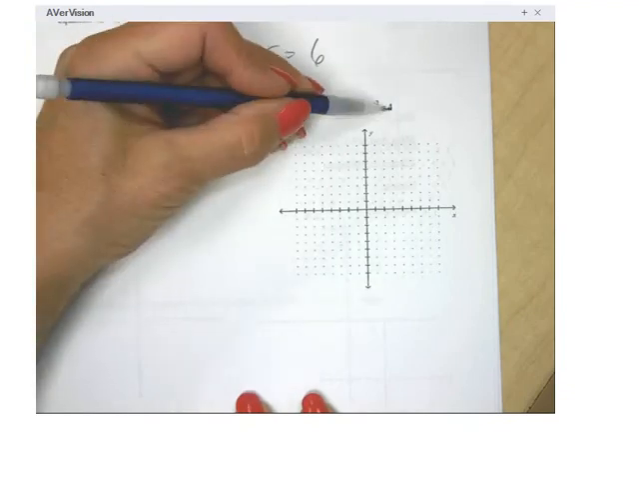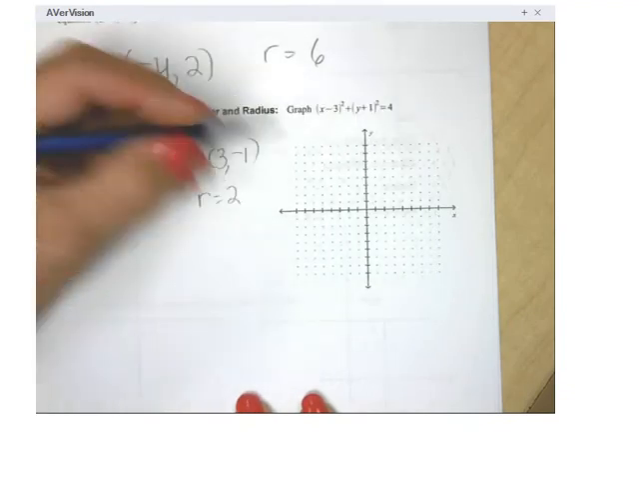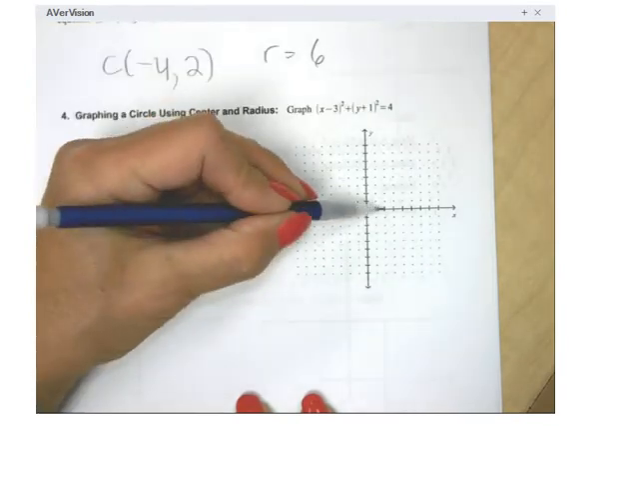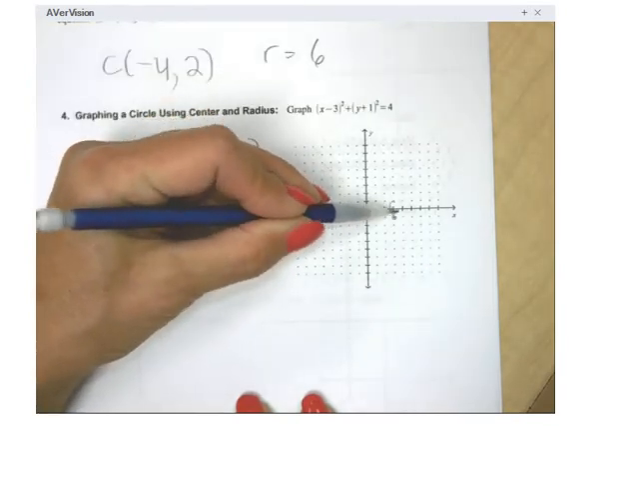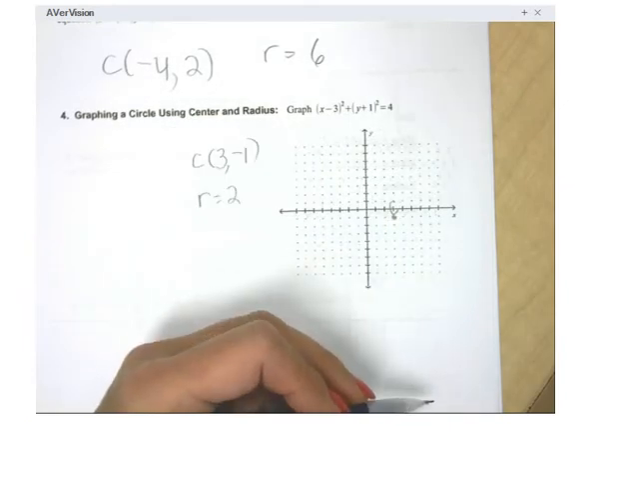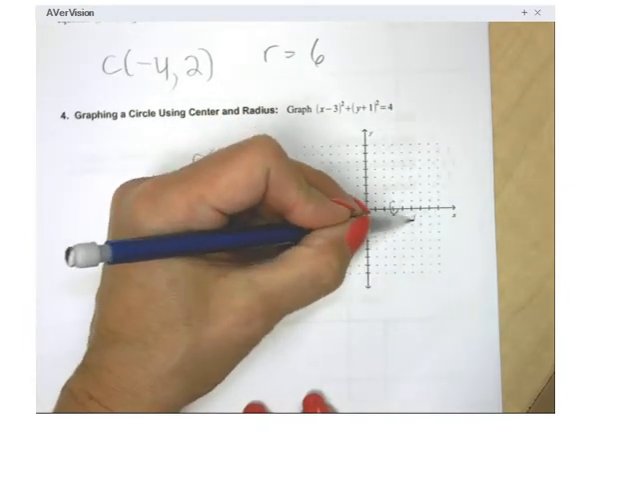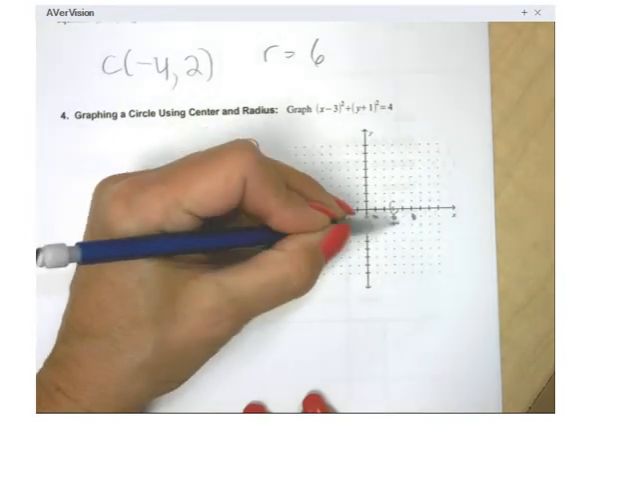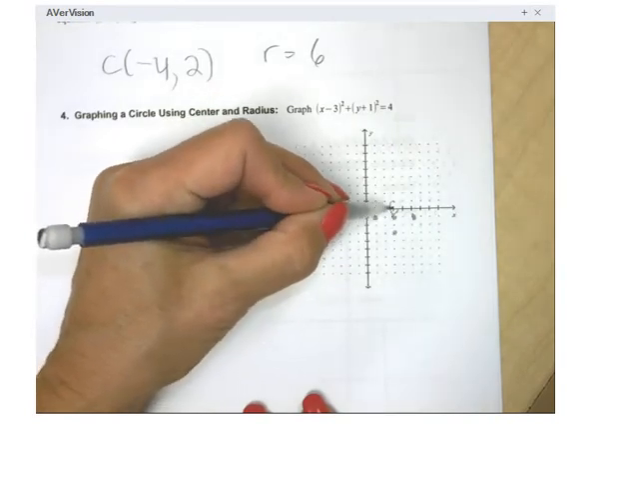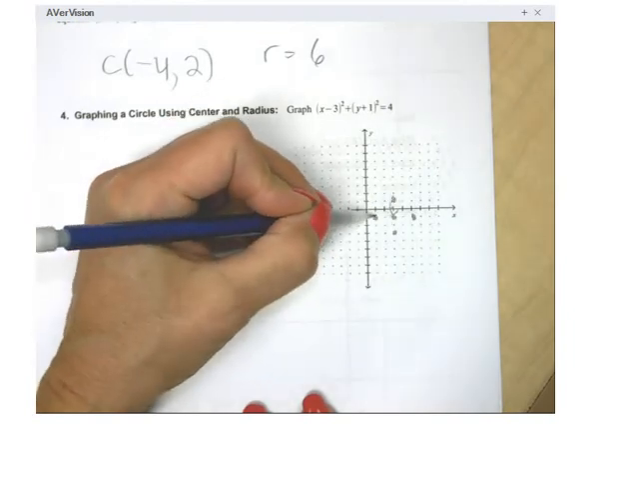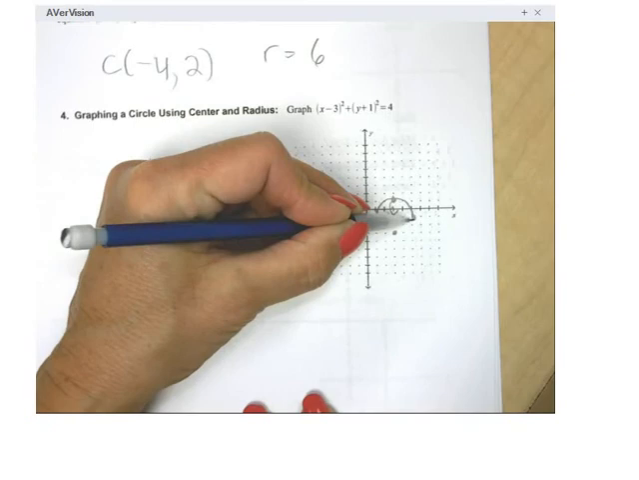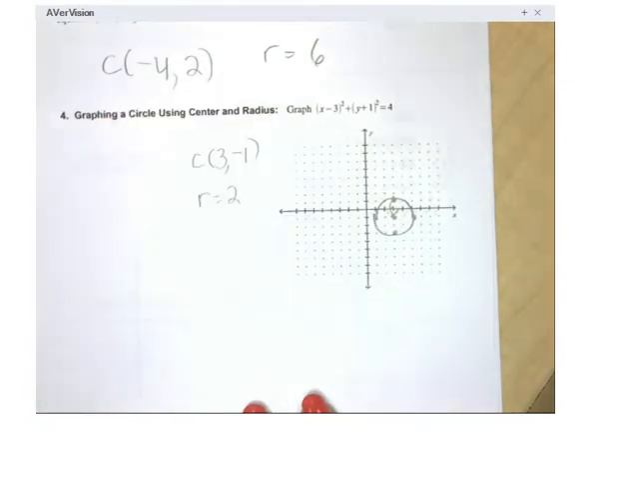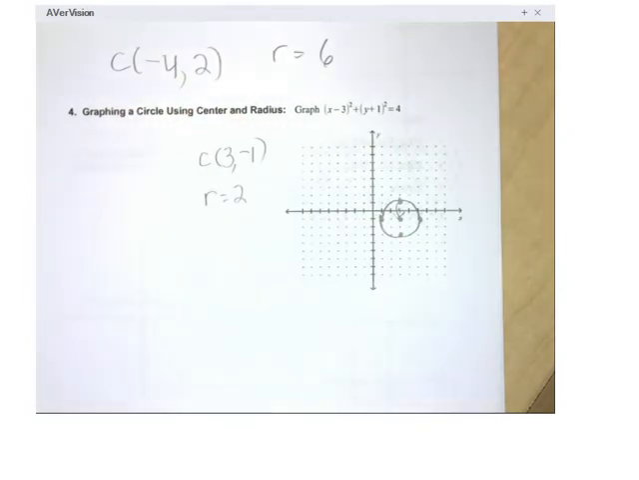Graphing this circle, where's my center? Center's at (3, -1). My radius is 2. So (3, -1): 1, 2, 3, -1. Boom, right there's my center. Now, it is really not on the circle, remember. And then I need a radius of 2, so I'm going to go right 2, left 2, down 2, and up 2. And then I'm going to try to go the same distance around. Not too bad. Okay, that was quick. Now you're ready to practice.